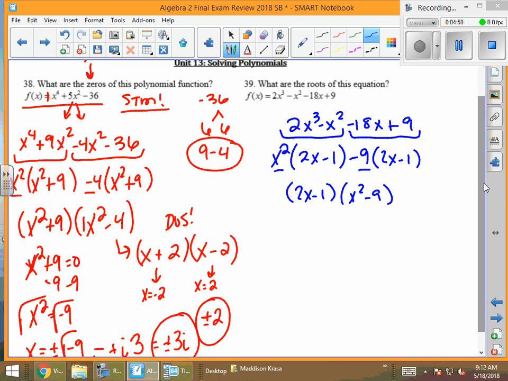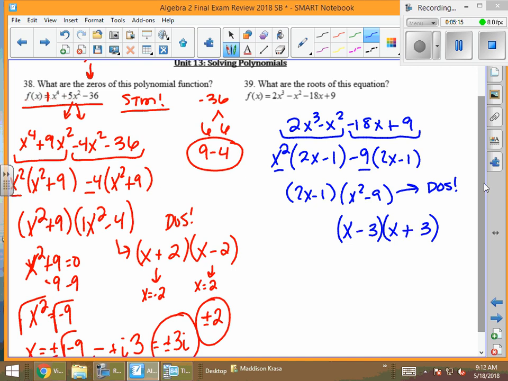But it's not fully factored because, again, we have difference of squares right here. X squared minus 9, we can break that up. So if we take the square root of x squared, we get x. The square root of 9, we get 3.